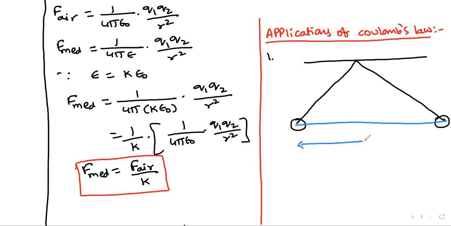Let us consider this distance is R. And these balls are having a charge Q and mass M. Both are having the same charge. This ball here is A and this is B. Suppose this is C. Now, what I need to find is the tension.